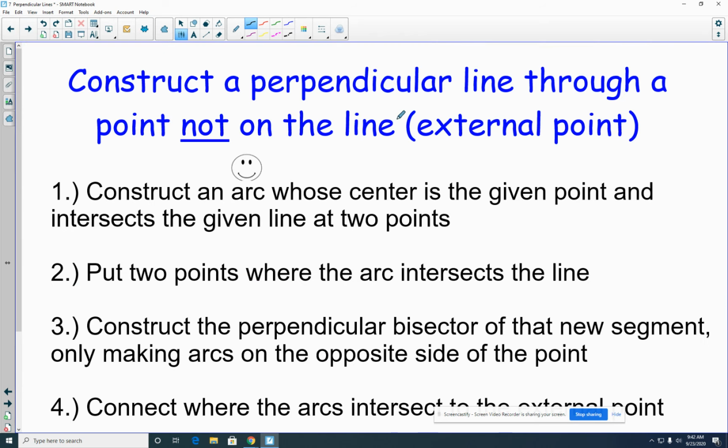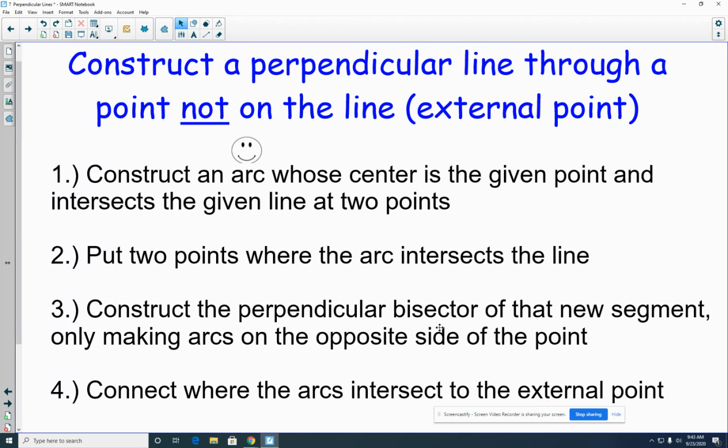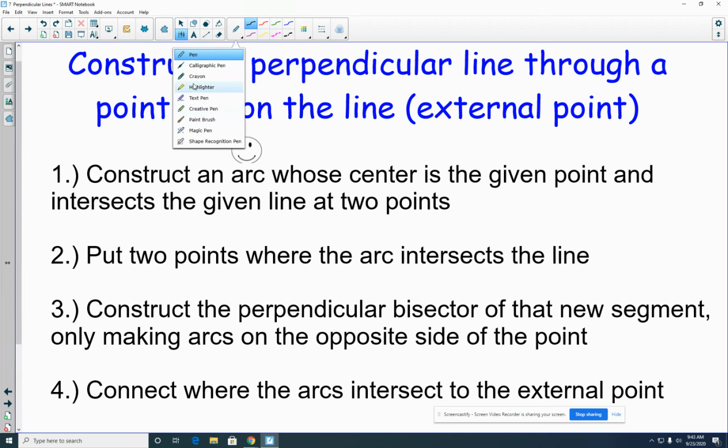On the next page, here are the steps to do that. When it's not on the line, right, point A was not on the line, it's considered an external point. We started by constructing an arc whose center is the given point and intersects the given line at 2 points. So we made that little smiley face. That's what we'll say, smiley face or smile through the line. Then we put 2 points where the arc intersected the line, okay? That made a segment. So then we constructed the perpendicular bisector of that segment.